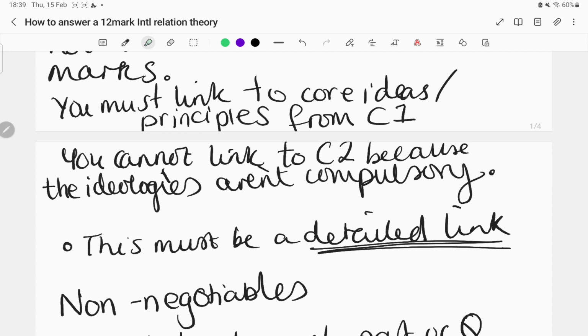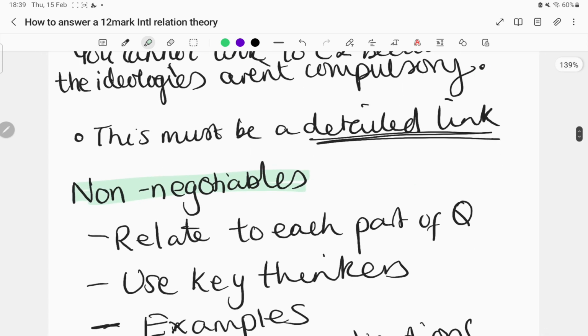So there are some non-negotiables that I'd like to talk about quickly. First of all, some of these questions are complicated. So yes, you could have a question that asks you to analyze the difference between how they see war and conflict, but you could also get a question with how they see human nature and power, or how they see power and conflict. So a question might ask you to deal with two different things.